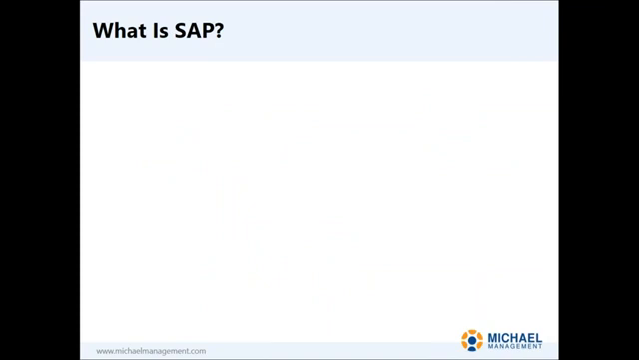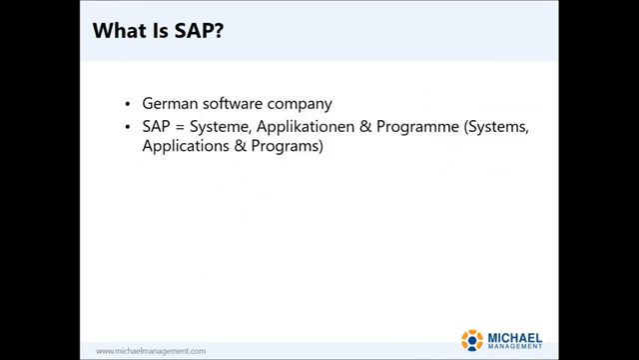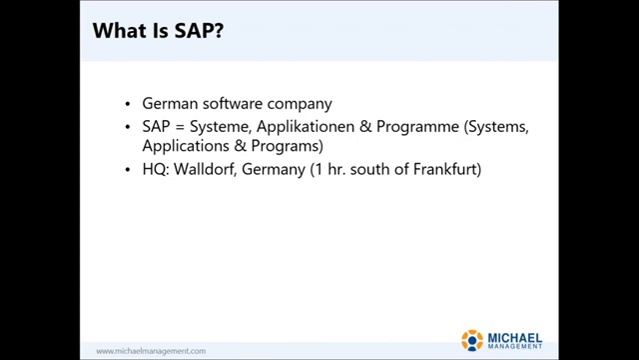So what is SAP? It's a German software company. And SAP, it's a German abbreviation. It stands for Systeme, Applikation and Programme, or in English, Systems, Applications and Programs. The company is headquartered in beautiful Waldorf, Germany. That's about an hour south of Frankfurt, right next to Heidelberg. If you ever had a chance to go there, it's really, really pretty. But yeah, so they're headquartered. This giant company is headquartered in this tiny little village called Waldorf.